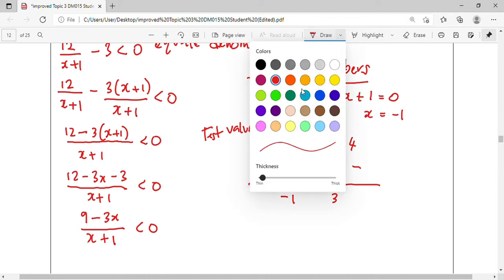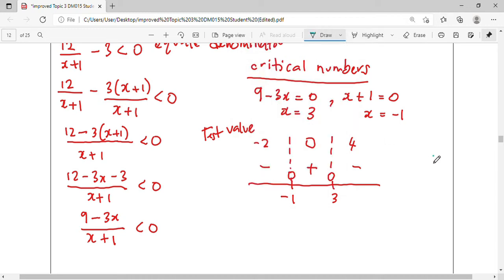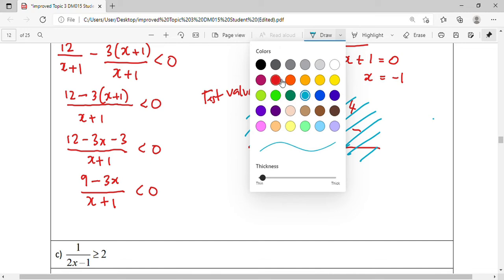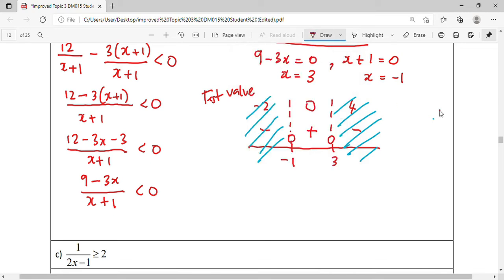So I will change the color first. Negative regions mean the region on the left side and also the region on the right side. So these two are the negative. Right, so we come to our final step, which is to write our final answer.